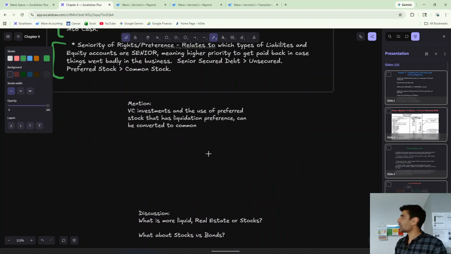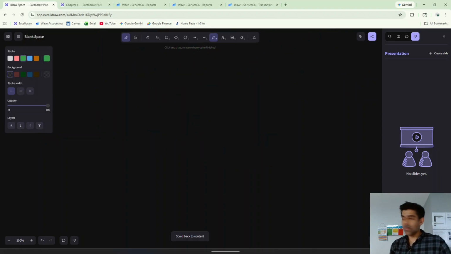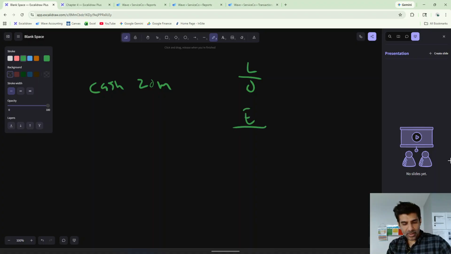You can actually convert between these two. An example is venture capital. If you are a venture capital firm and you invest in some startup, let's say you're going to put in $20 million. The company is going to have cash of 20 million and no liabilities. No one's going to lend them anything. Their equity is going to first be preferred stock, 20 million, and then the common stock is technically zero. There's a way of accounting for this, but to make this easy, it's zero.